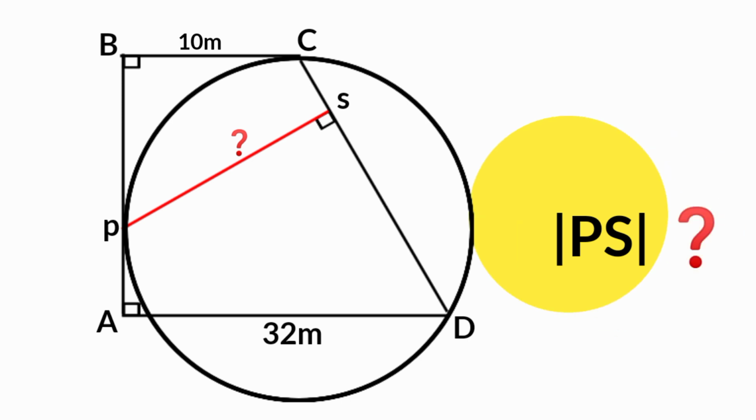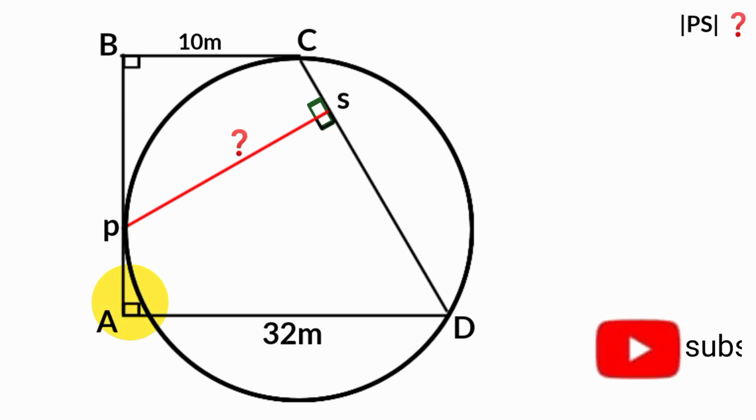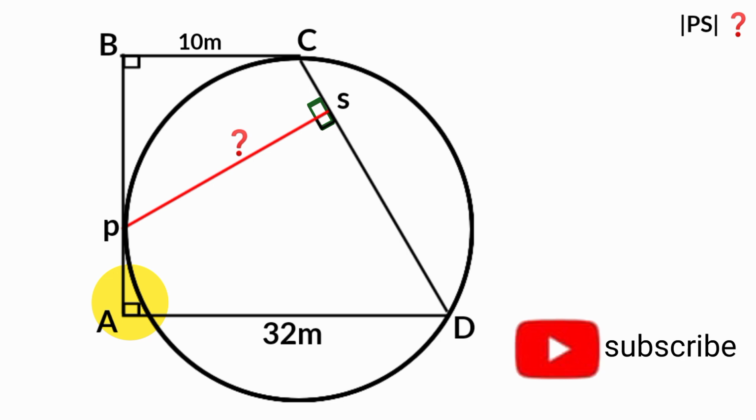Here we are to calculate the length of this line PS. We have the length of this side AD to be 32 meters. This line BC is 10 meters. This angle and this angle are right angles. So how can we solve it? It is actually very simple.